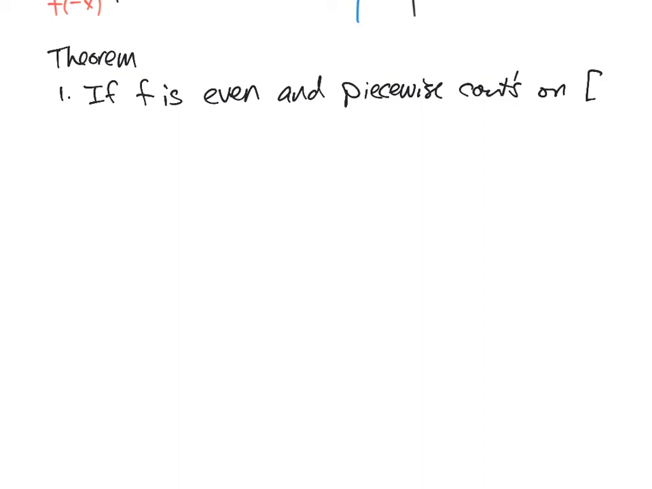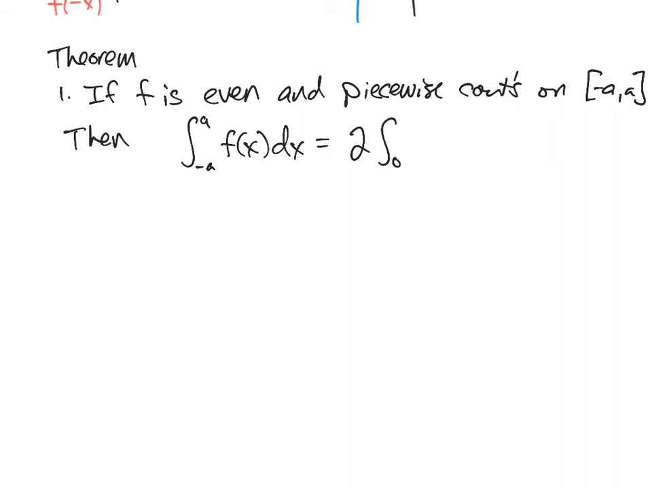on an interval that's the same length on either side of the origin, then if we take the integral from negative a to a of f of x, this equals 2 times the integral if you just integrate on the right-hand side. So the integral from 0 to a of f of x dx. And I'm going to do a proof by picture before we go on to the next step. So let's say proof.